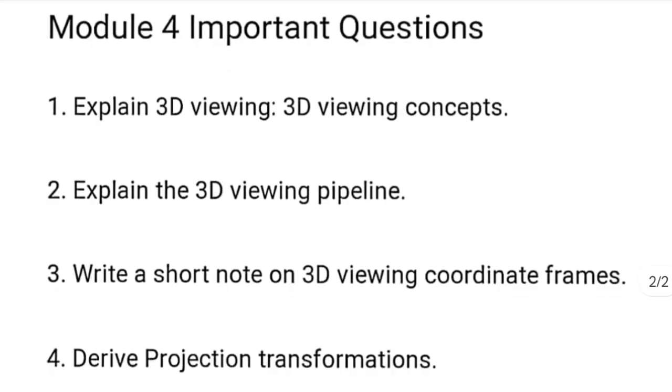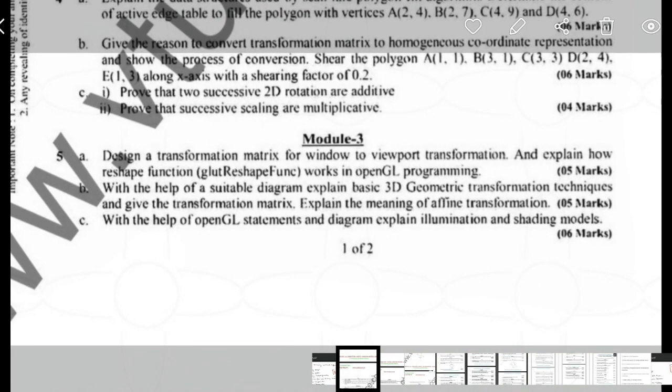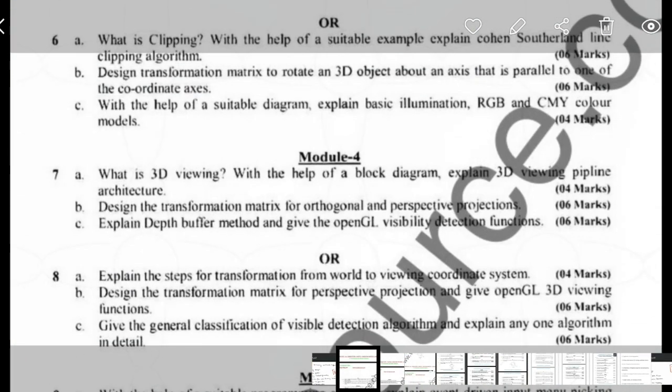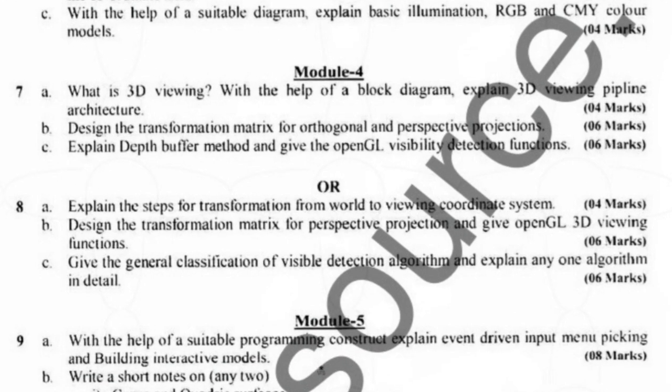So let's go through the previous question papers as well to get a bit more in-depth analysis of the questions which are asked. Here are some of the question papers I have taken screenshots of. Let's see what questions are asked in module 4. Here is one question: what is 3D viewing, and with the help of a block diagram explain the 3D viewing pipeline architecture.